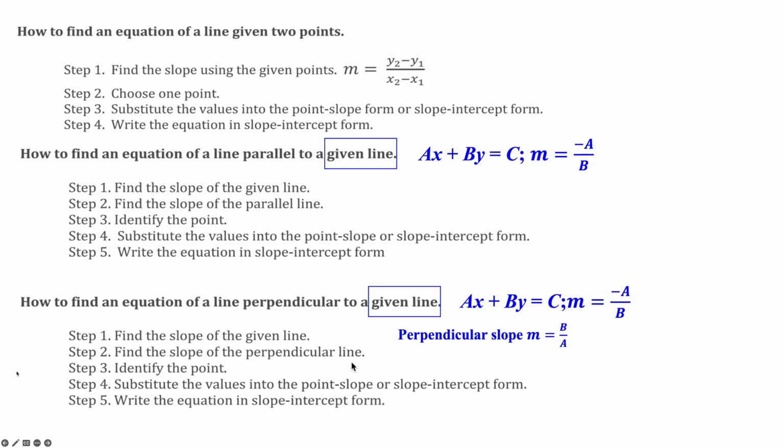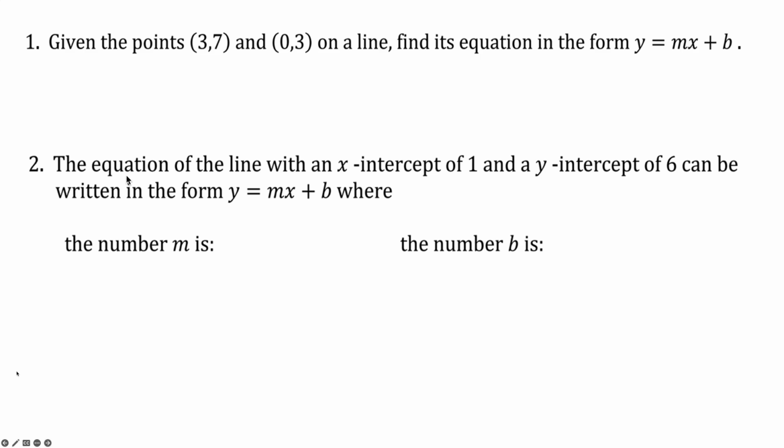All right, so let's go ahead and practice some of these. Here we have 2 points, 3, 7, and 0, 3, on a line. Find its equation in y equals mx plus b form. Okay, we have a special point here, 0, 3. Anytime your x-coordinate is 0, that's your y-intercept, so that's your b. So this 3 right here can go into your equation right there. That's going to be a plus 3.